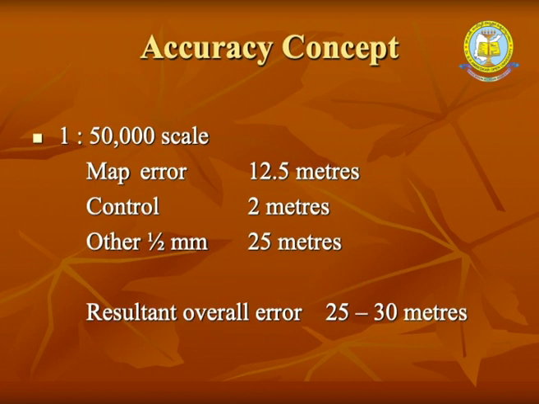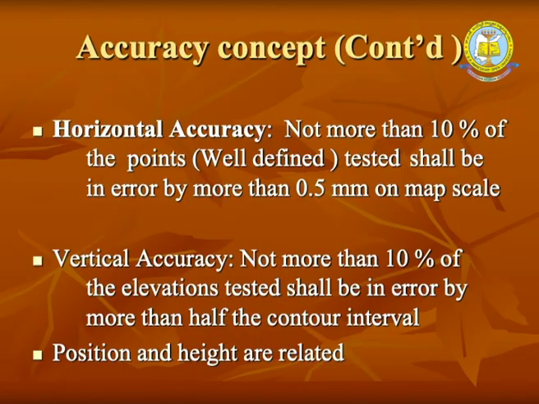As I said, on the accuracy concept, when you talk of maps, the error in some maps is roughly about 2.5 meters, in some it is up to 6.25 meters. So, depending on the scale of the map, the error varies. It also varies in terms of horizontal accuracy and vertical accuracy.